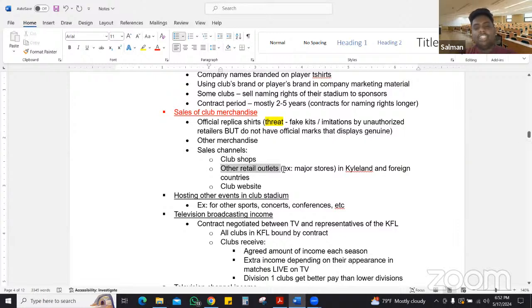And other retail outlets, for example, major stores in Thailand and foreign countries, and even on the club website you can purchase online. So they are all telling that merchandise sales is also done through the club's website. And keep in mind, when it comes to presence on the internet, sales can be international sales as well.